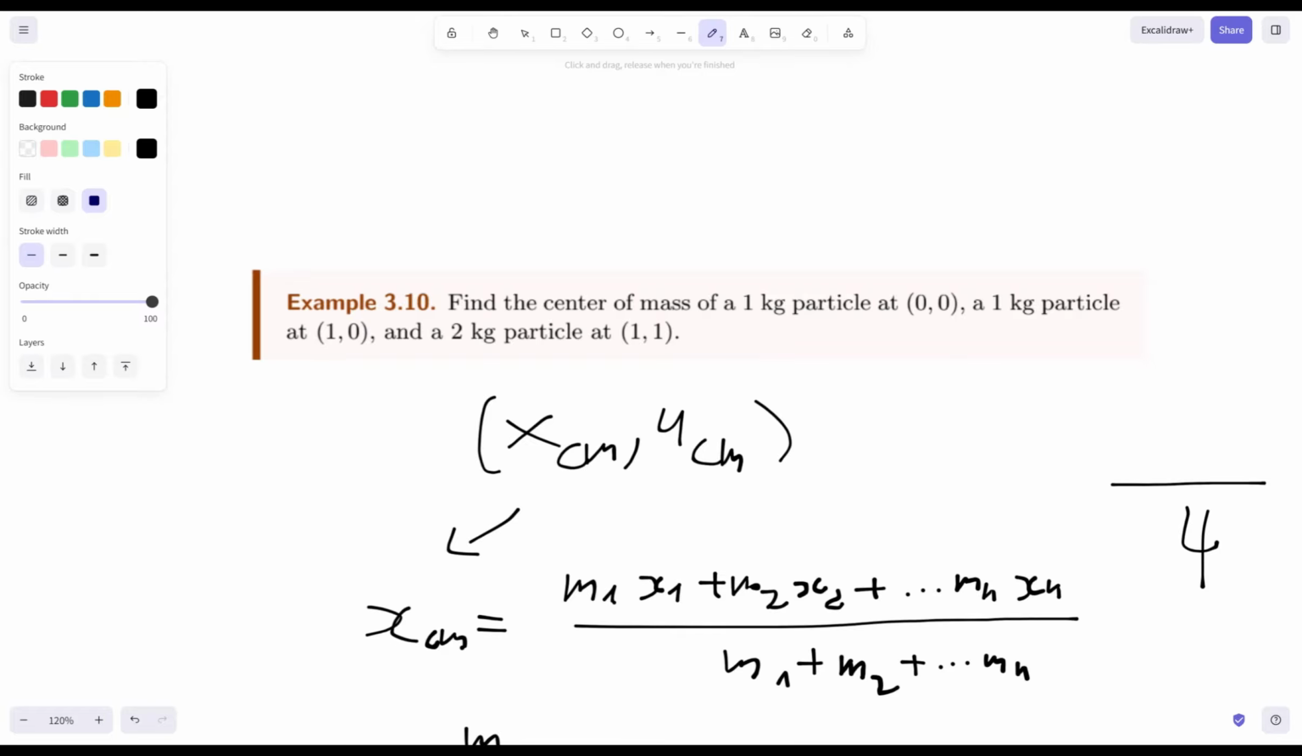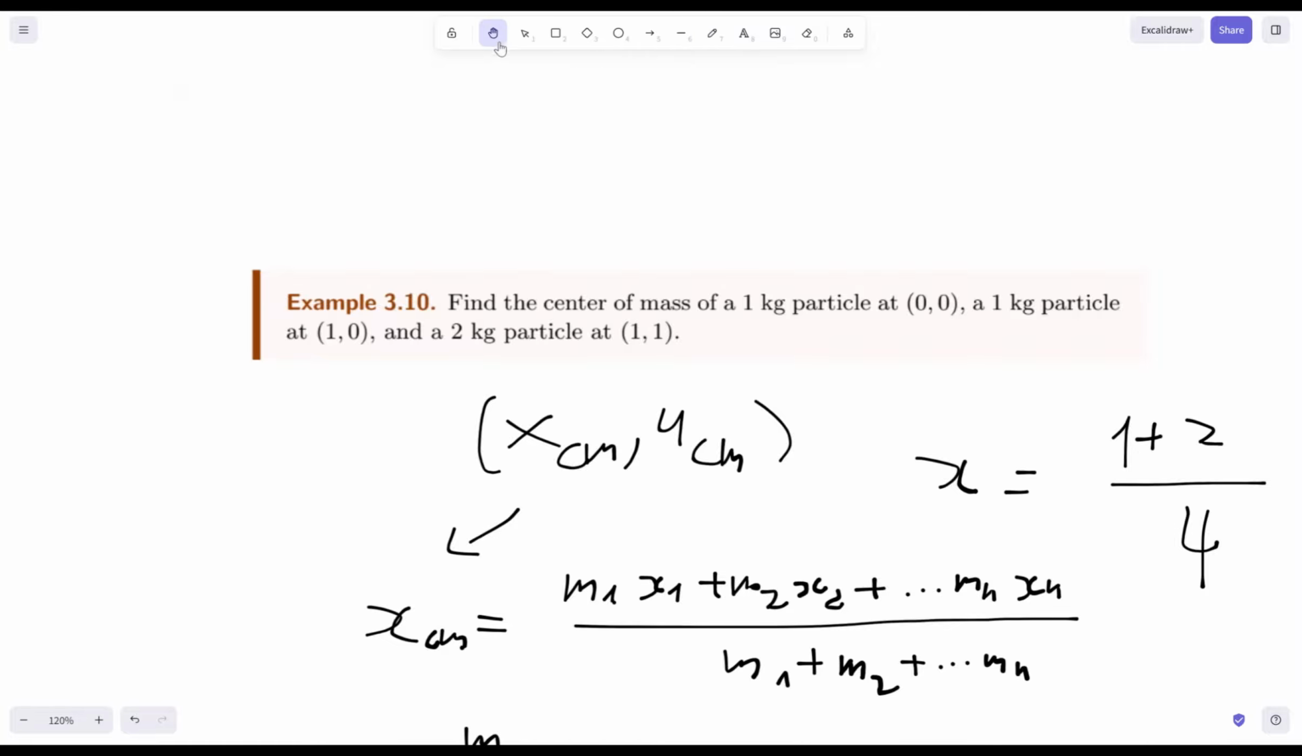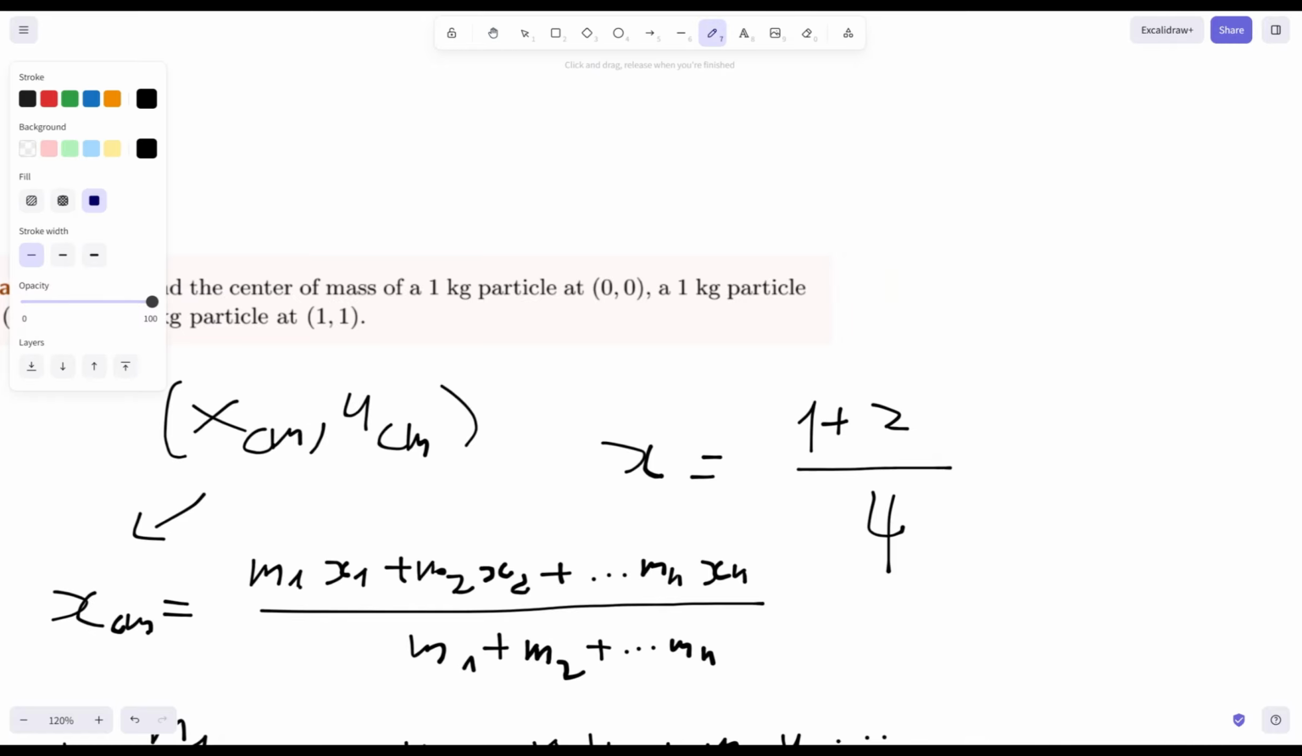Let's say this is the XCM formula. M1 X1 is 0 because this point is 0, and anything times 0 is 0. Now M2 X2, which is 1 times 1 is 1, and for Y it's 0 as well. And this one's going to be plus 2, because you multiply 2 by 1. Okay, I get that my explanation is really bad, but this should be the main thing.